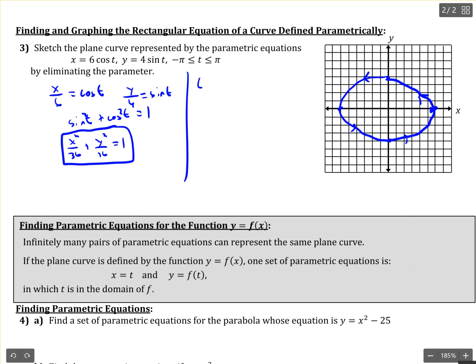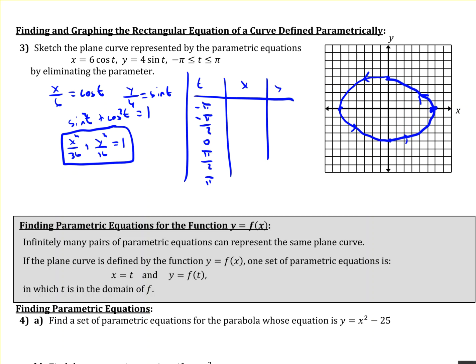Let's make a little chart here: x, y. Let's start at negative pi, then go to negative pi over 2, then 0, then pi over 2, and then pi. At negative pi, cosine of negative pi is -1, so x is equal to -6, and y is equal to 0.